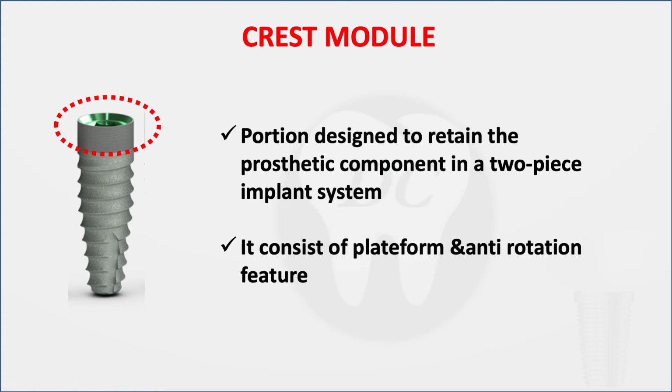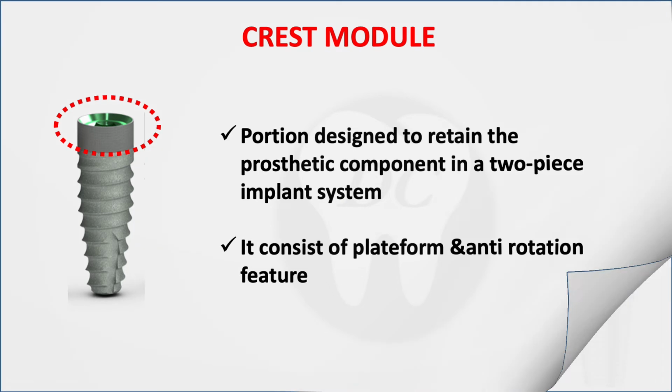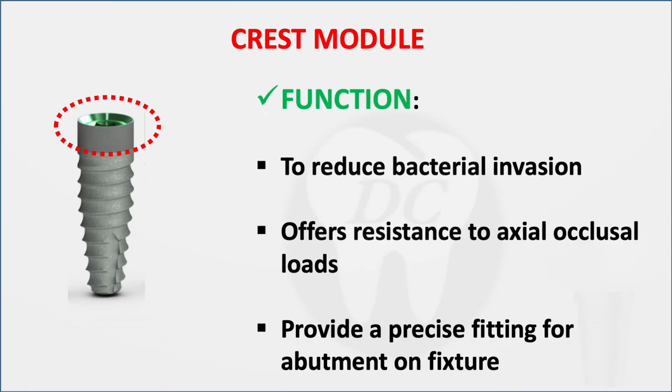So it is smooth because if the surface of the CREST module is rough, there is more chance of plaque accumulation and prosthesis failure, and that is why the coronal portion of the implant is smooth, which is called CREST module, to prevent the attachment of plaque. Function of CREST module: to reduce bacterial invasion as it is smooth, to prevent plaque accumulation, offer resistance to axial occlusal loading, provide a precise fitting for abutment on fixture.